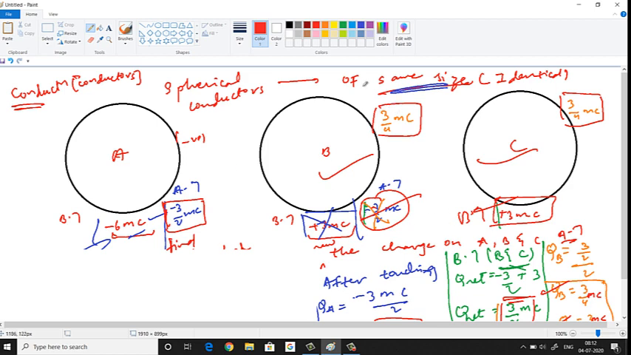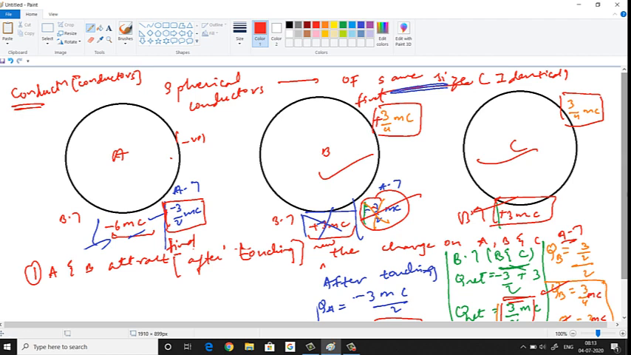On B finally what we got? On B finally we got 3 by 4 plus 3 by 4. So minus and plus attract. So what can we conclude? Finally, after conduction, A and B attract. Okay, this is after touching. After touching, they attract.